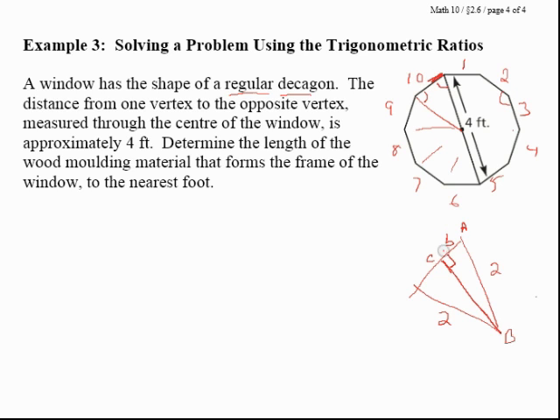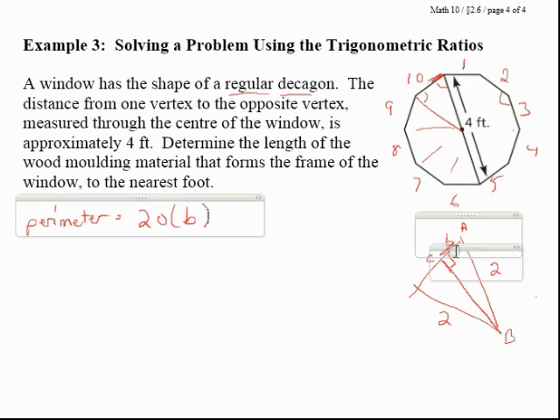So if I can figure out B, I know that my perimeter, because that's essentially what we're looking for, perimeter equals 20 times B. Okay, that's easy. Just need to find B.